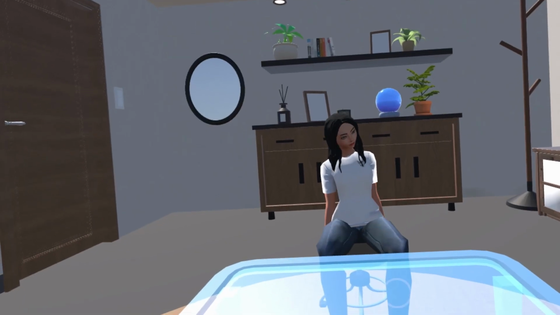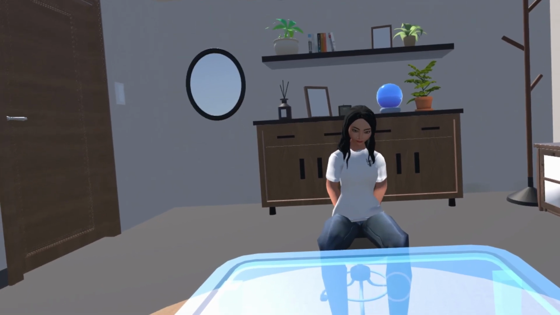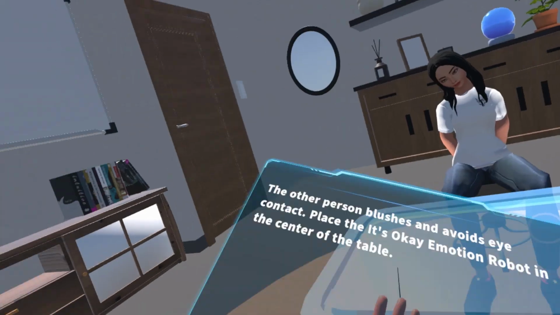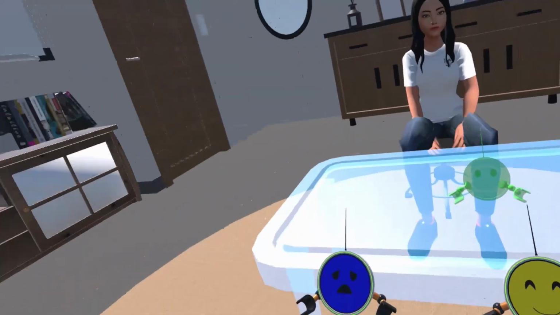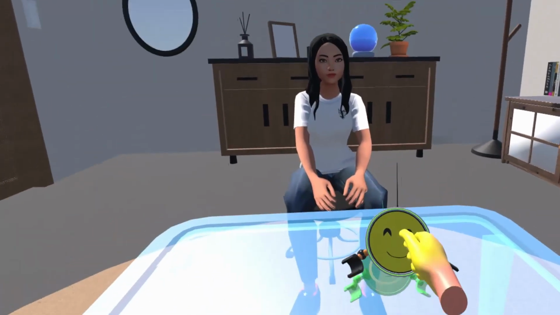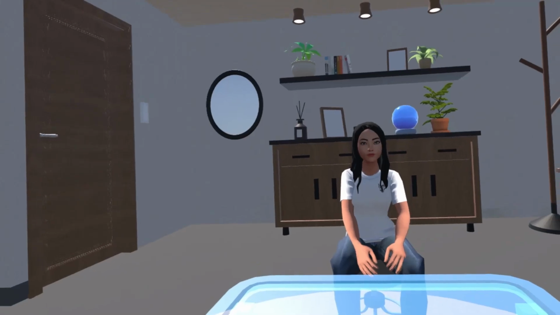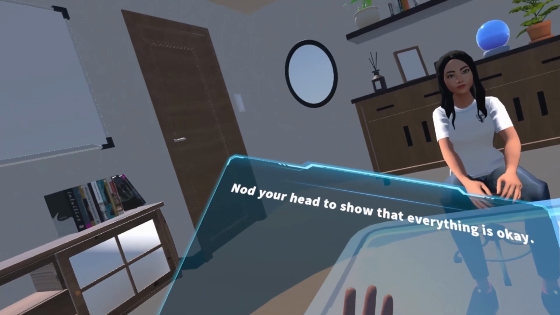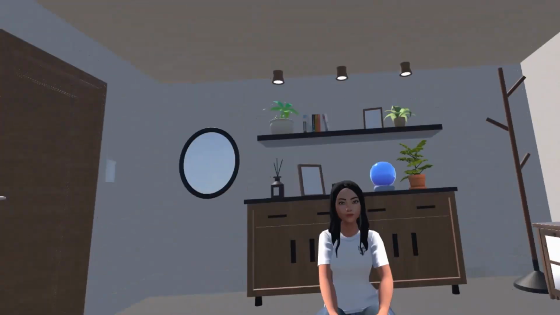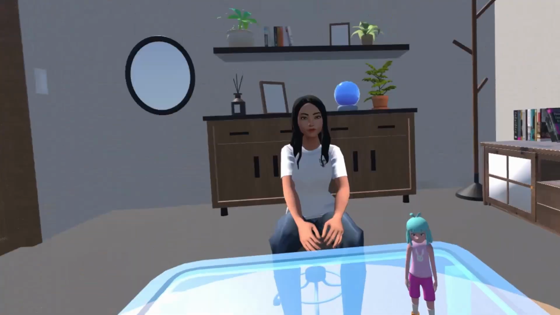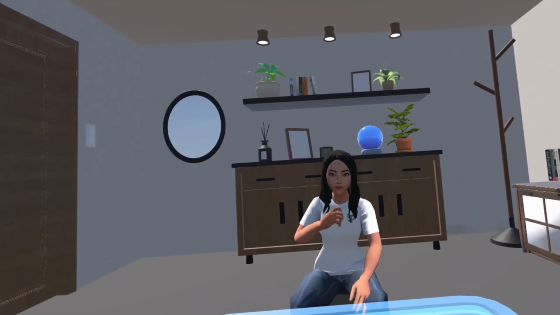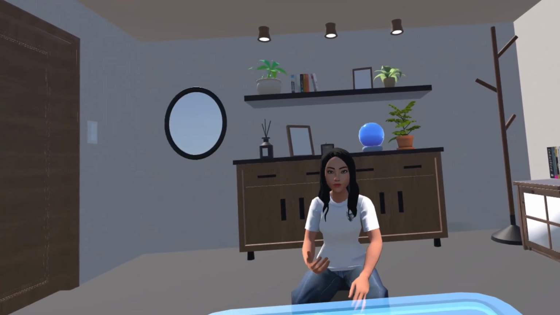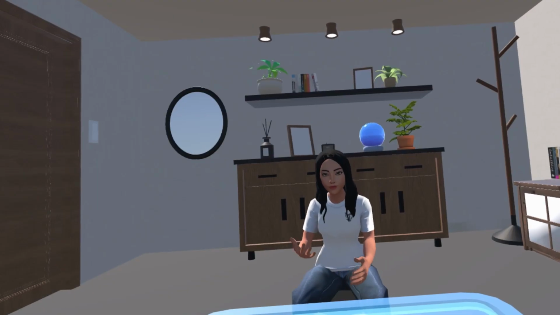The other person blushes and avoids eye contact. Place the It's Okay emotion robot in the center of the table. Nod your head to show that everything is okay. Thank you for saying that. Choose an encouraging response and place it in the center of the table.